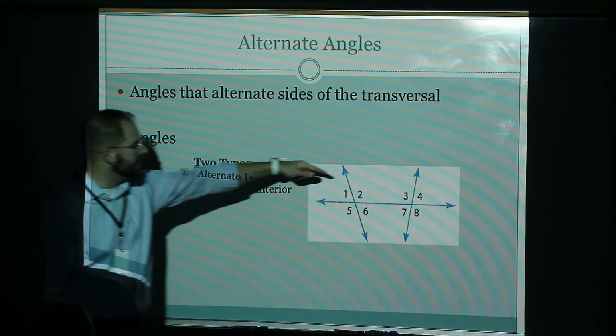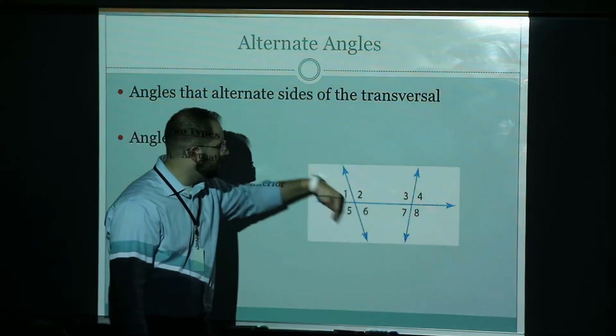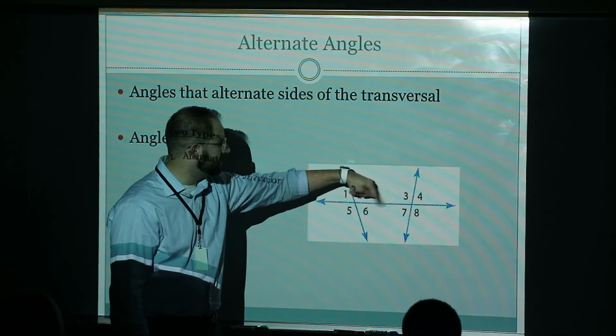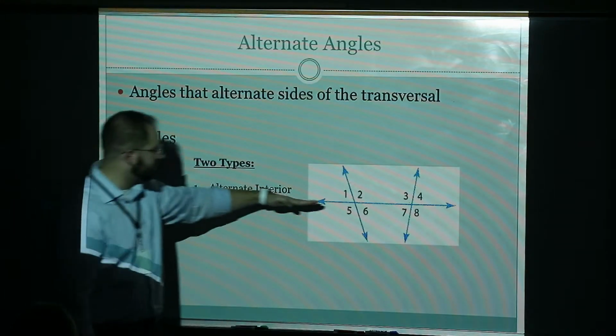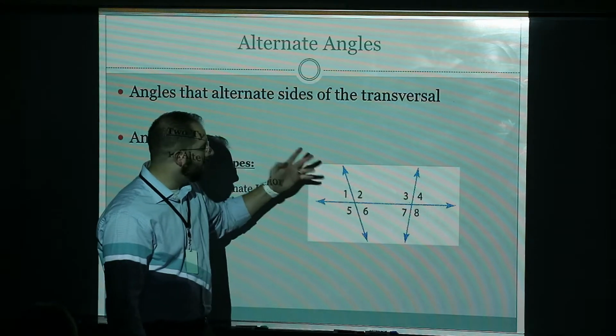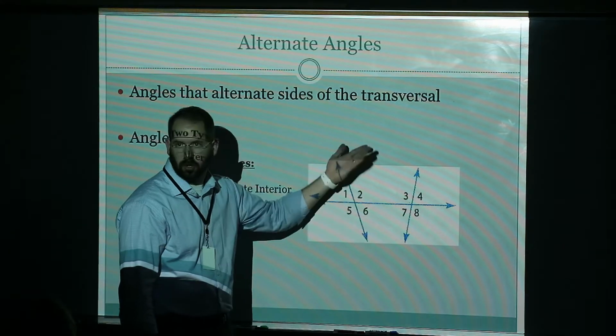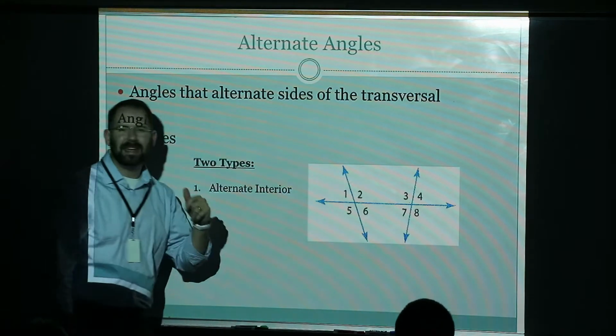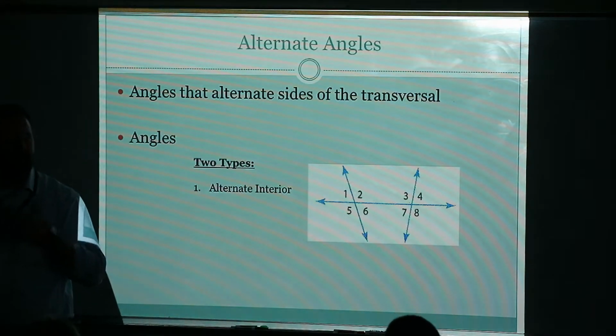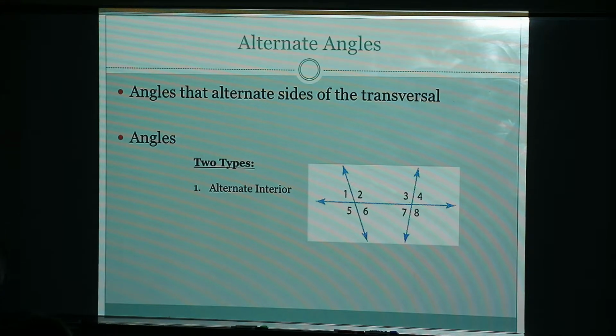So which ones are interior on this picture? 2, 3, 6, and 7. Yeah. They have to be on alternating sides of the transversal. The transversal is this line. What I mean by alternating is one has to be top, one has to be bottom. That's alternating on this particular picture, top and bottom. And then they can't be next to each other. So I can't pick 2 and 6 because they're literally touching. So what would be a pair that would be alternate interior? 2 and 7. There you go, 2 and 7.